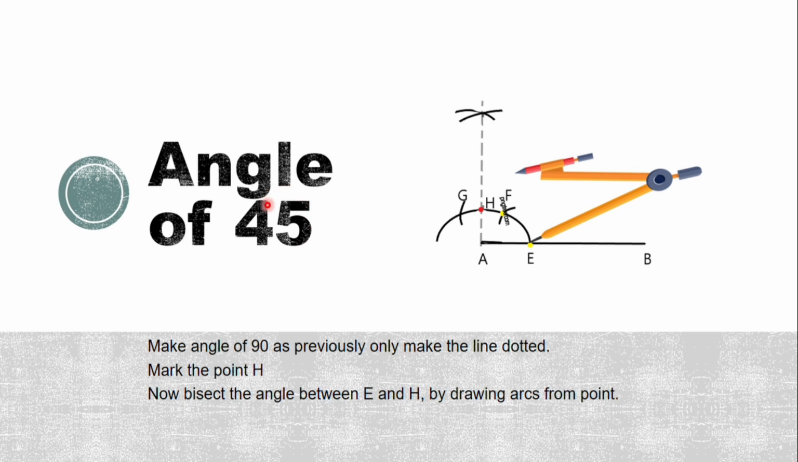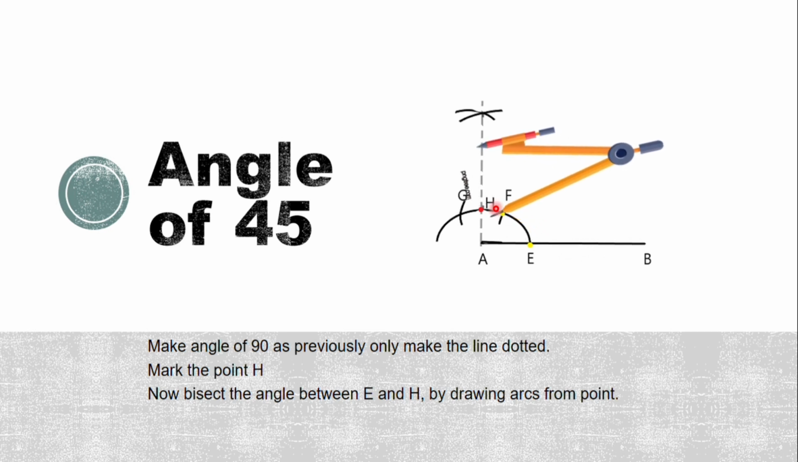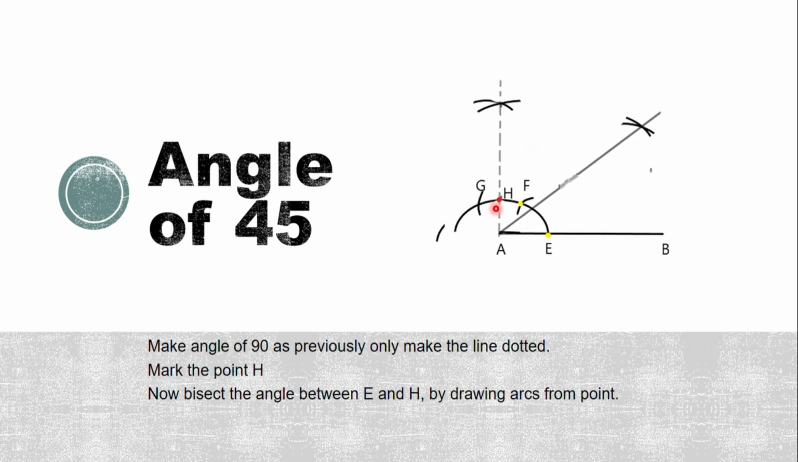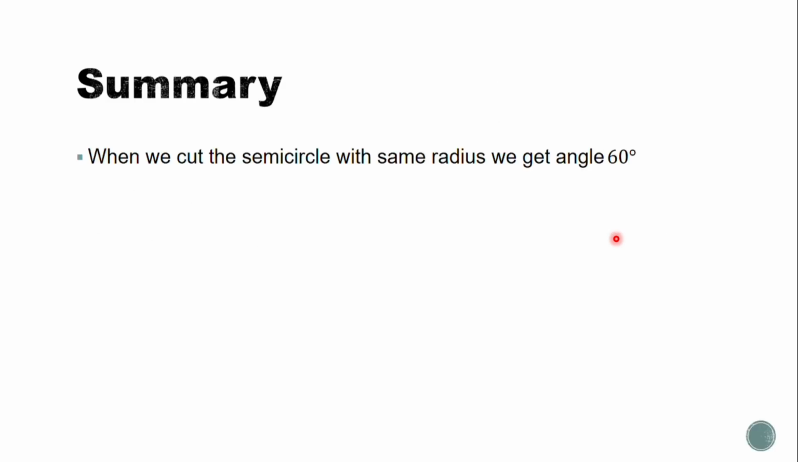Now we will be bisecting the angle between E and H. Put the compass at point E, draw an arc, and again put the compass at H, draw an arc, and then pass the line through A and the point of intersection. Now this is an angle of 45 degree.